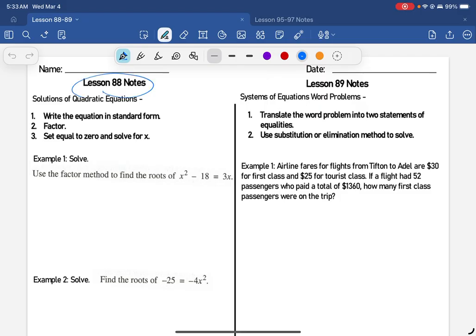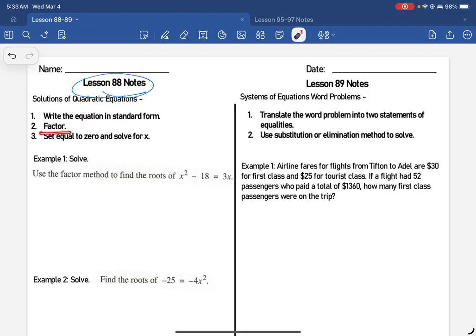We'll start with lesson 88, and it's called Solutions of Quadratic Equations. And these are the 3 steps you'll want to follow. Write the equation in standard form. Okay, I'll show you what that looks like here in a minute.